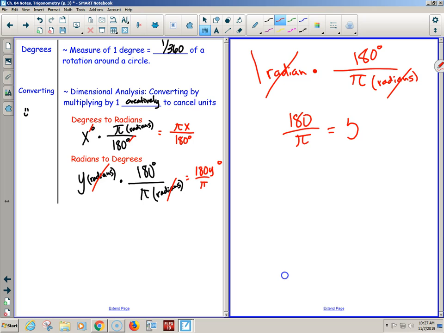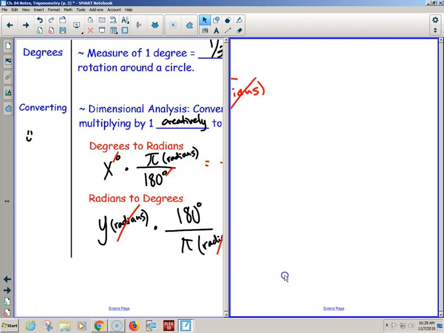50 is bigger than 3. Anybody? The rest of you, you're just totally depending on the calculator. Oh, and I got another one. 57.29. Match up. So that's what 1 radian is. About 57 degrees. Yes, way bigger than a degree.